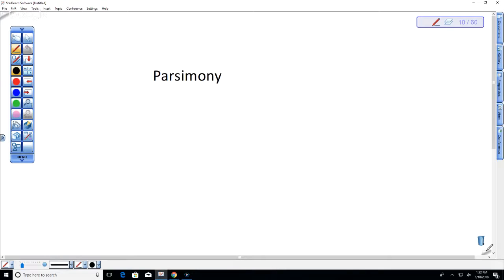So now when we're creating evolutionary relationships, we need to pay attention to parsimony. And parsimony is essentially the idea that the simplest explanation is the best, right? The simplest explanation. So this means that the relationship that involves the least number of evolutionary events occurring is probably the one that is correct, okay?